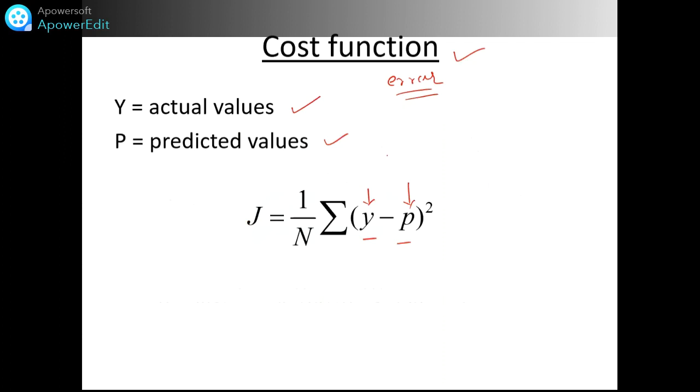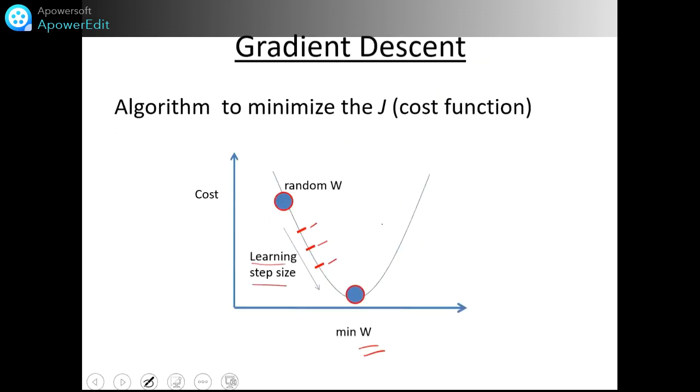And this is the cost function, which we call the error. Here we are taking the mean square error, where n is the number of samples over which we are calculating the error, y is the actual output, p is the predicted output, and we take the square in summation. And this is the gradient descent approach.